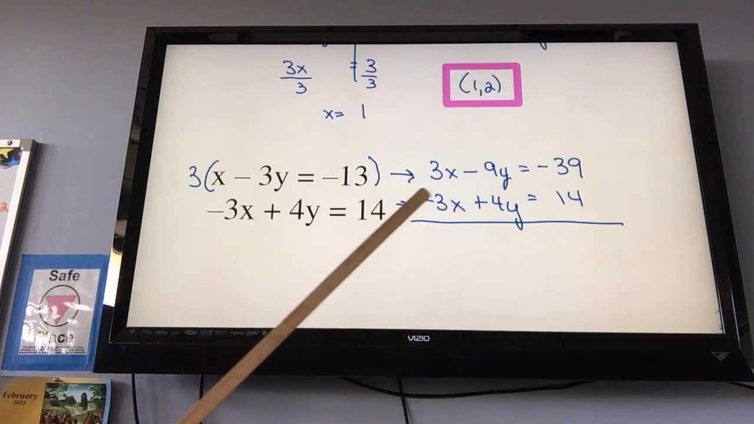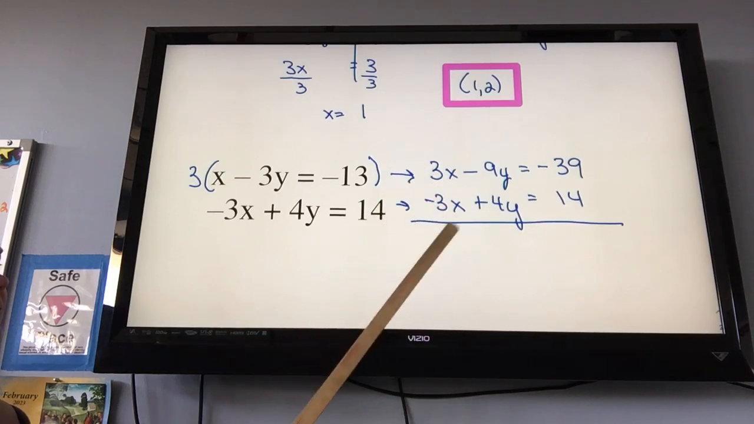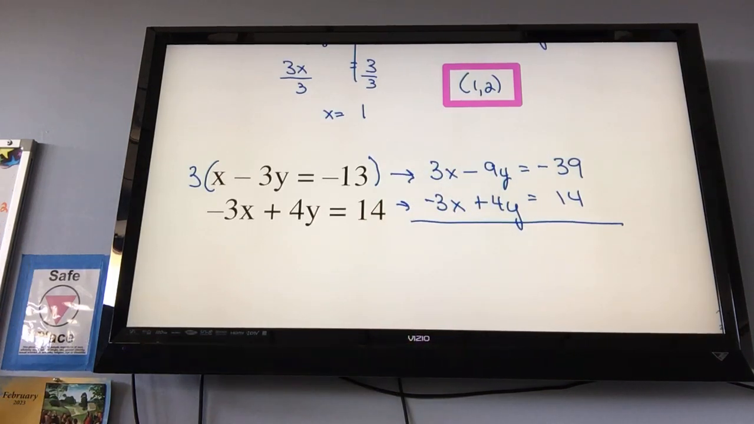So you'll know if you don't do something right, because you have to have numbers that are the same with one positive, one negative, because that's the only way something's eliminated. So then gone, eliminated. Negative 9 plus 4 is negative 5y. And negative 39 plus 14, negative 25. And divide by negative 5, and y is positive 5.